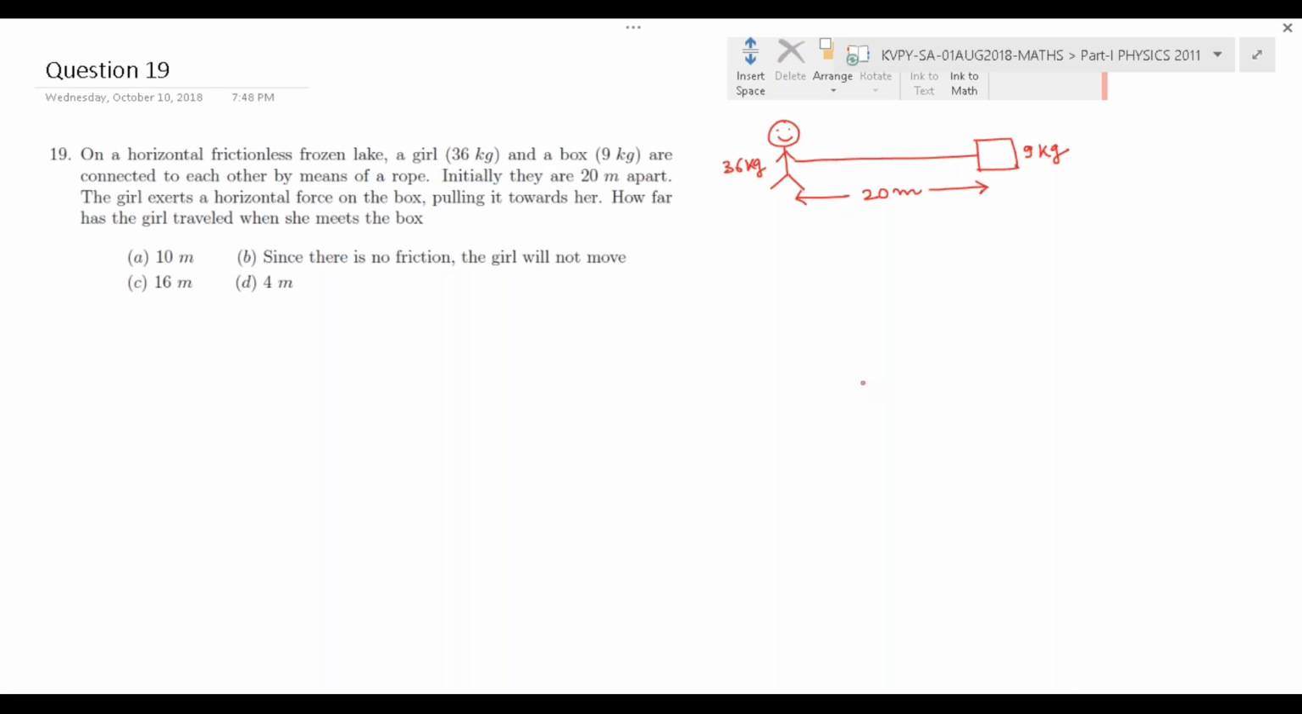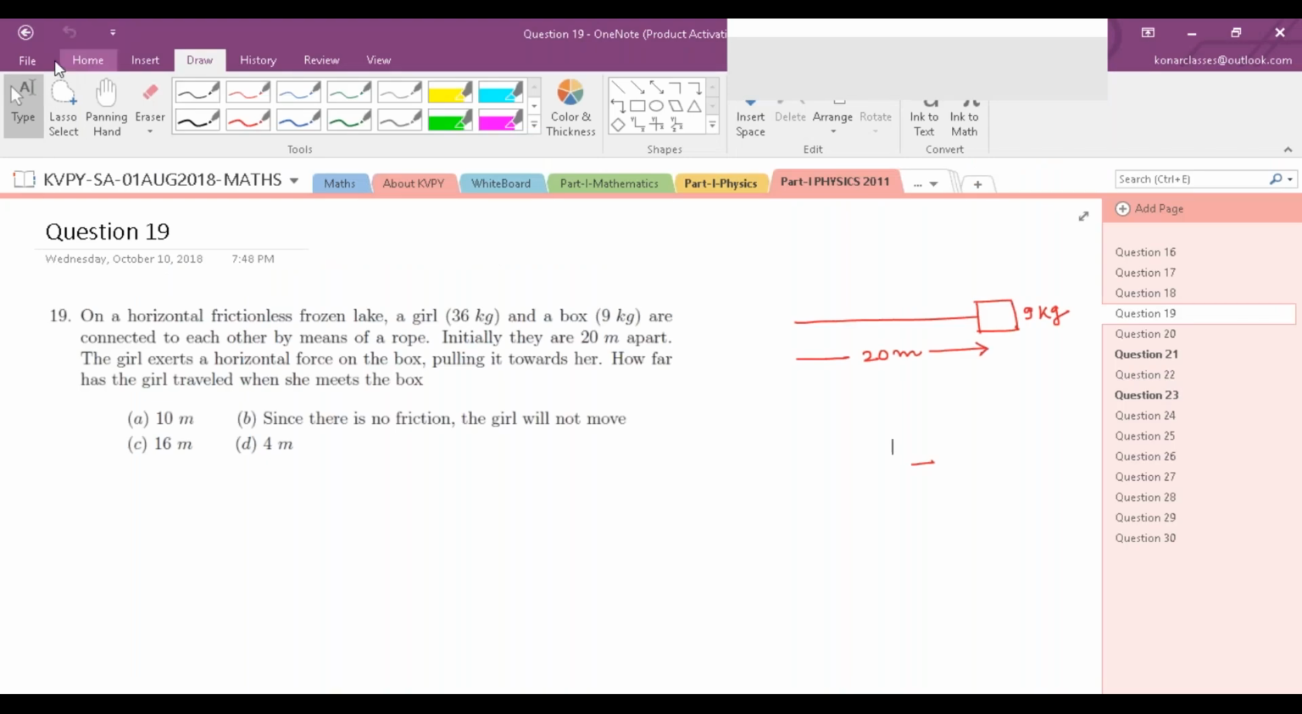So that means what happened? After that, let's assume the distance traveled is x. So now the girl is here. And the box is also near to her. Sorry, what happened? Just a minute. Give me a minute.